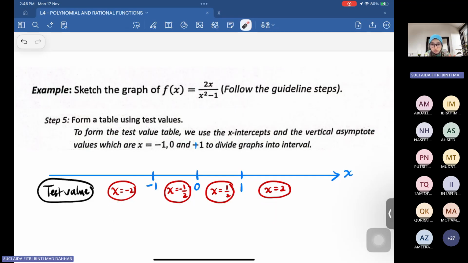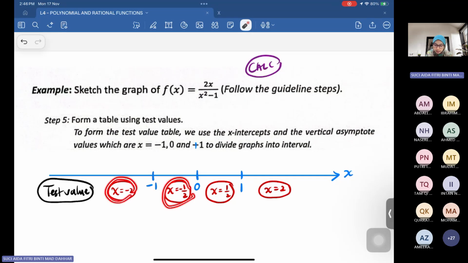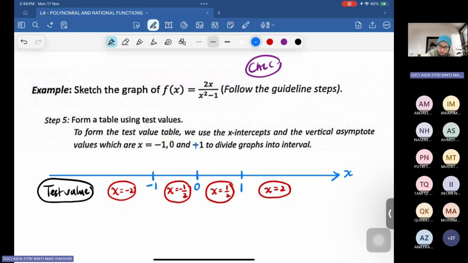And then what we're going to do is, I taught you how to use your calculate button last time, right? This is when you're going to use the calculate button again, because what you're supposed to do is substitute your test value into your f(x) function, because we want to know the sign of our f(x) values. So this is when we need to do substitution.